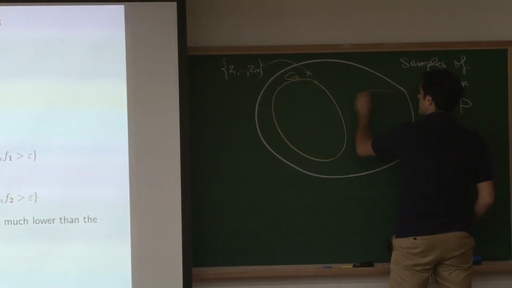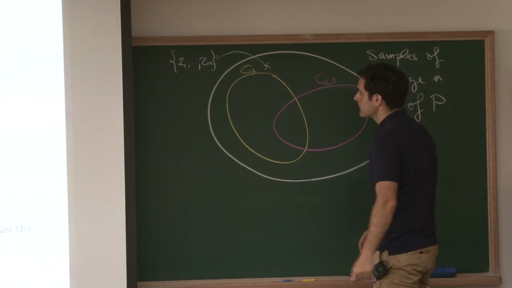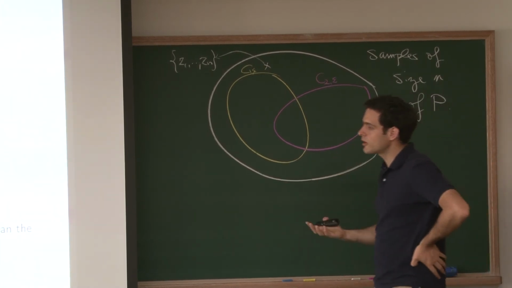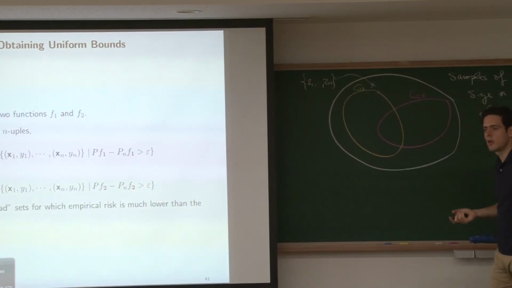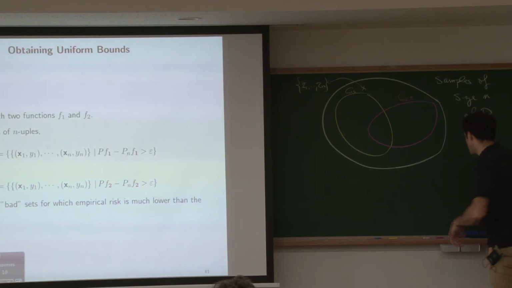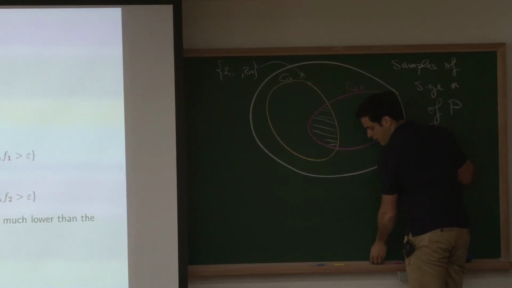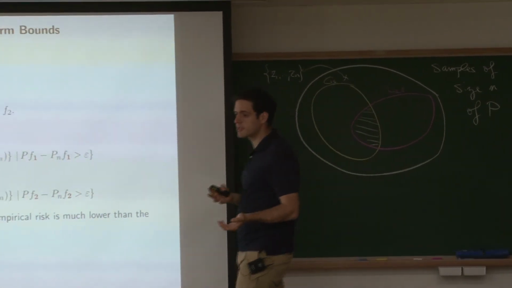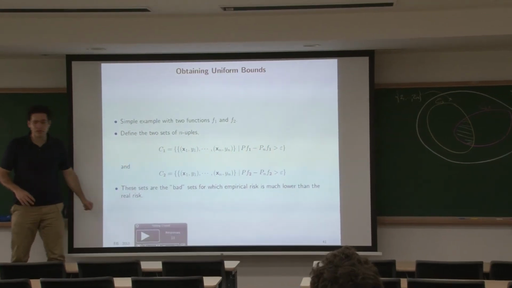And let's write another one, which is C2 of epsilon. Okay? What can you say about C1 epsilon and C2 epsilon? Well, we don't know a lot about f1 and f2, but maybe for some samples, both f1 and f2 have empirical means which are far from their true means. And this is here, it's the intersection, right? Basically here we have all the samples for which the deviation of Pn f1 is bigger than epsilon and that of Pn f2 is bigger than epsilon. So C1 and C2 are the sets of bad samples.